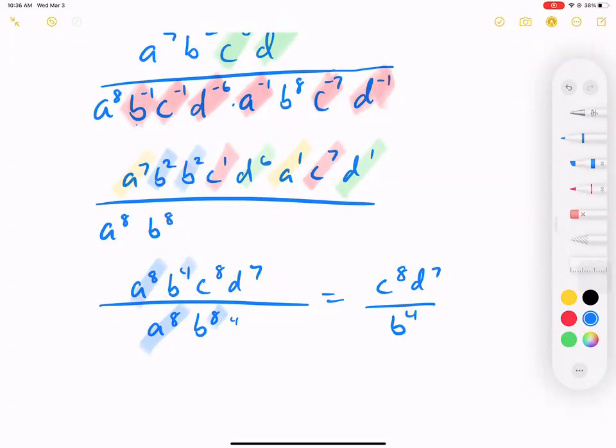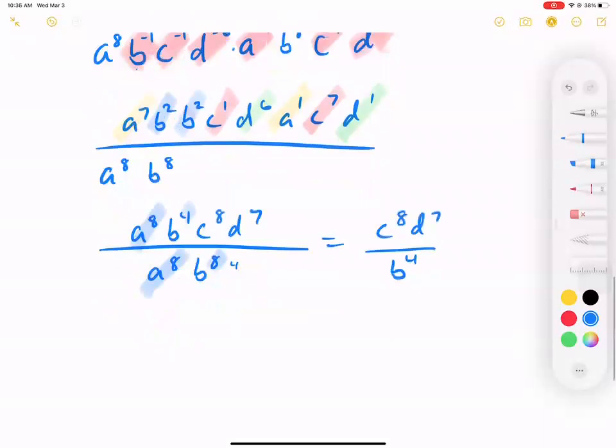And we did this because if I divided A8 by A8, 1, 2, 3, 4, 5, 6, 7, 8, 1, 2, 3, 4, 5, 6, 7, 8, they would have all canceled out and become 1. That's why we don't have to write them anymore.